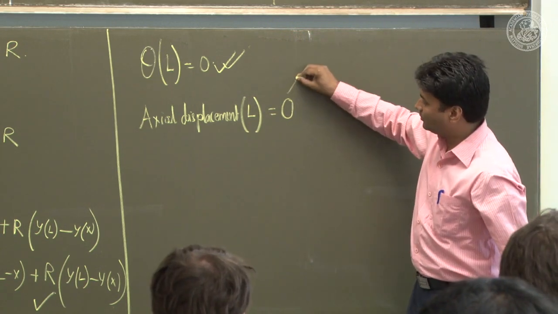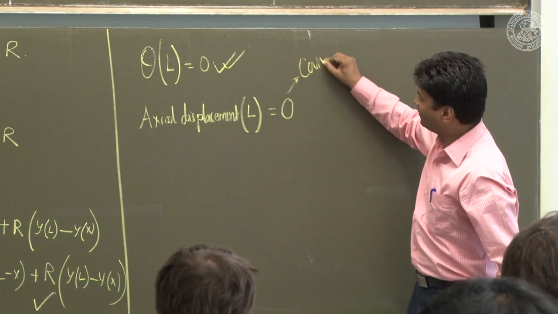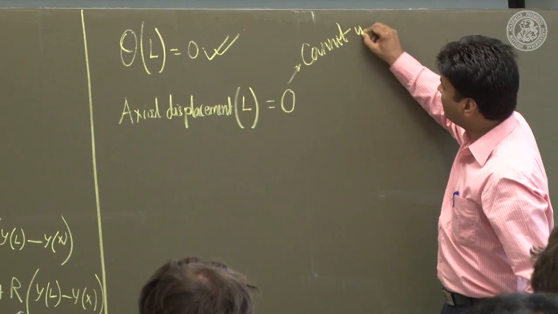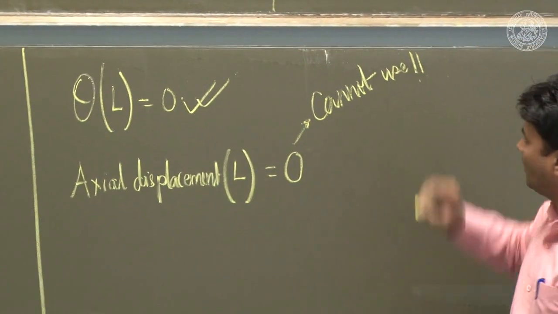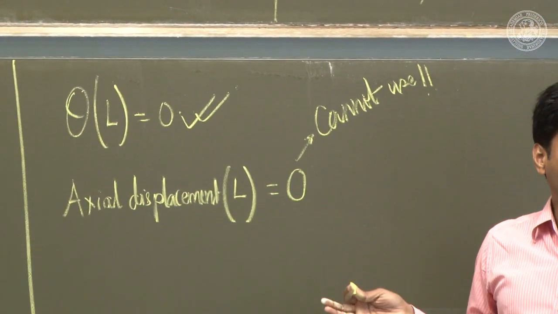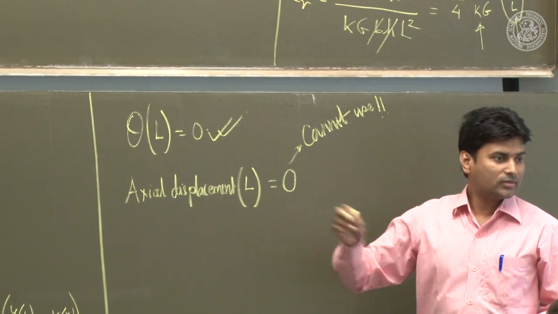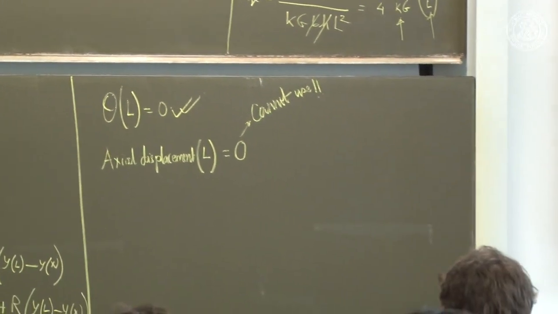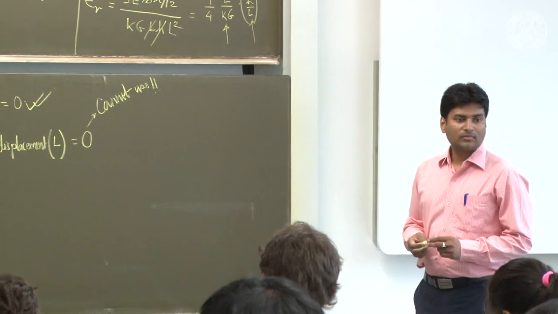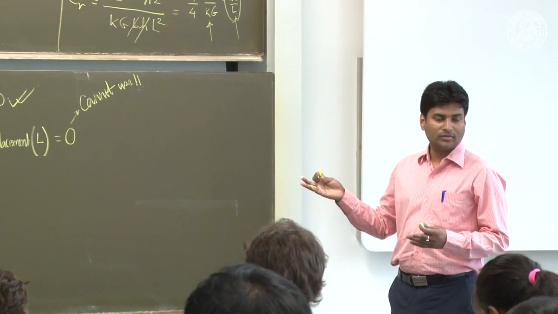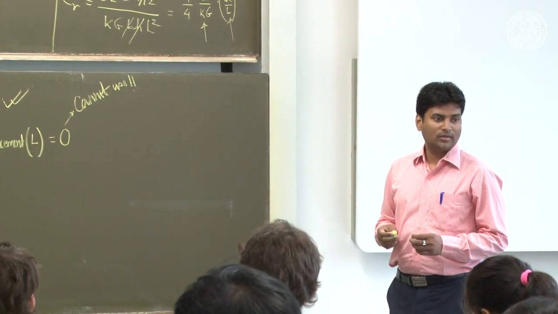So we cannot use it. And there are no other boundary conditions which you can use to solve this. So you cannot solve it using the Euler or Timoshenko theory.